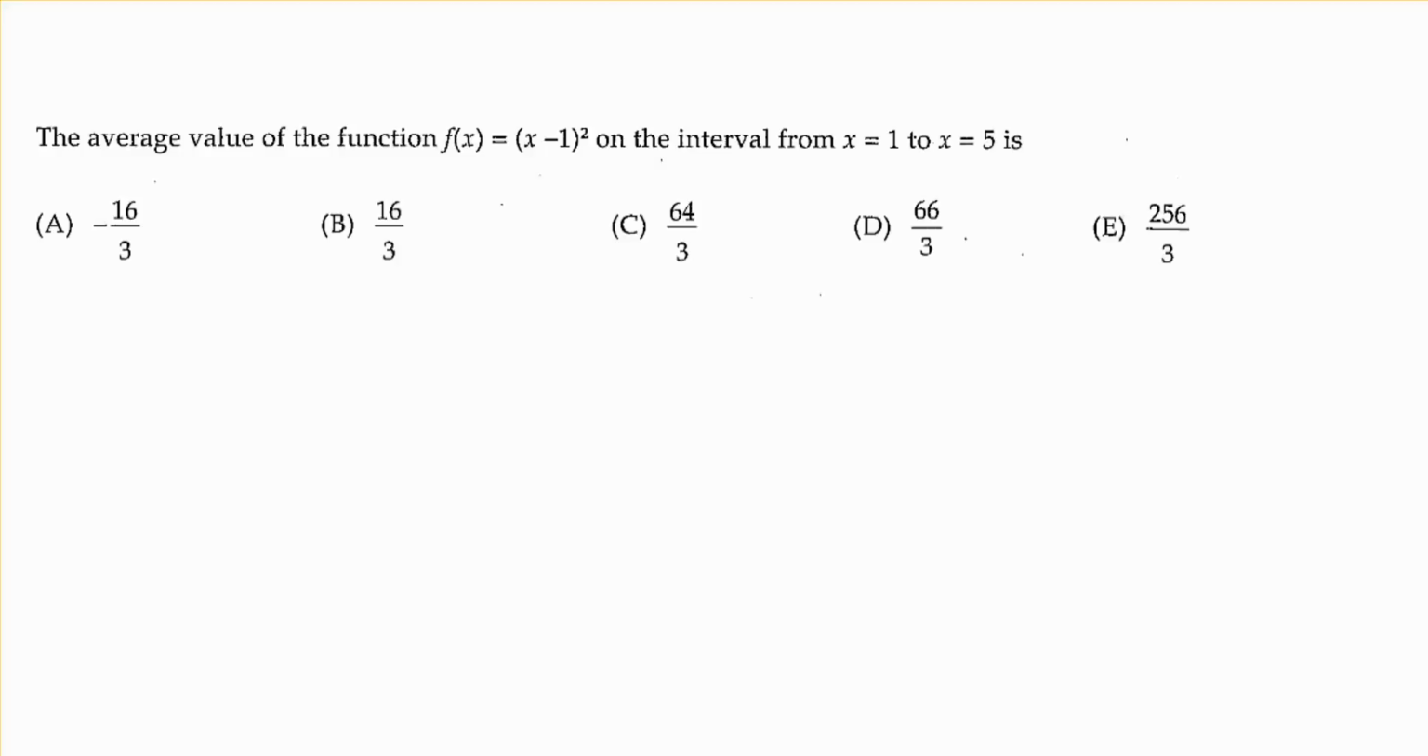All right, taking a look. No calculator problem. The average value of the function f of x equals (x minus 1) squared on the interval from 1 to 5 is, well, let's take a look. What is the value?